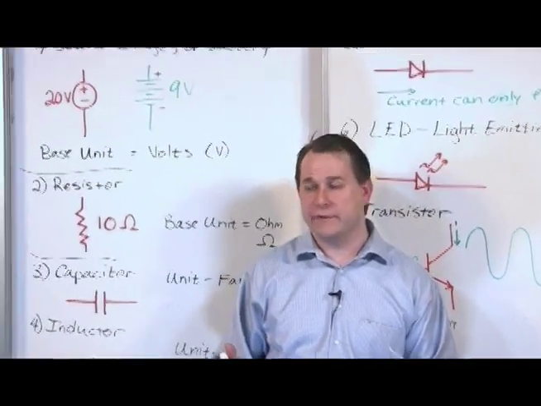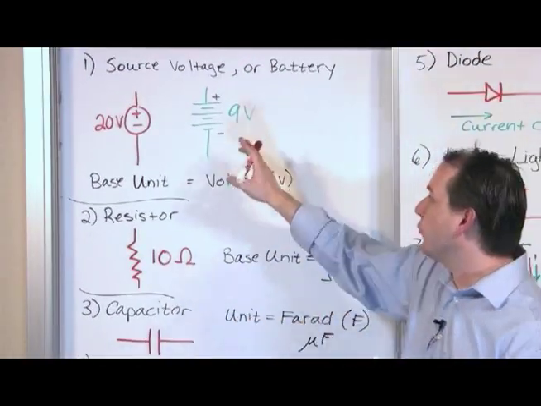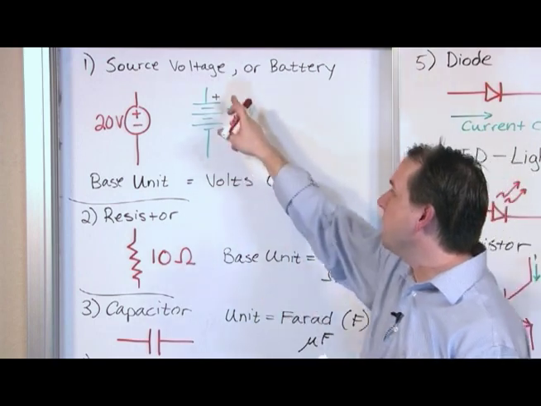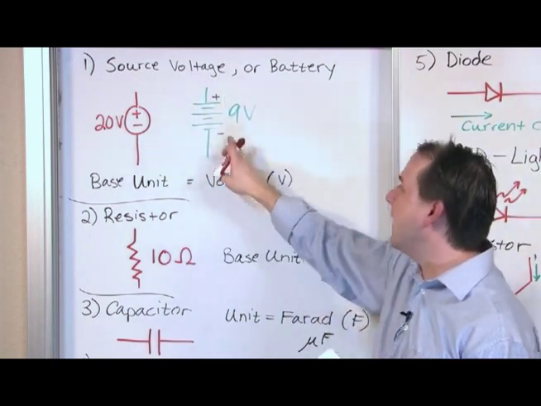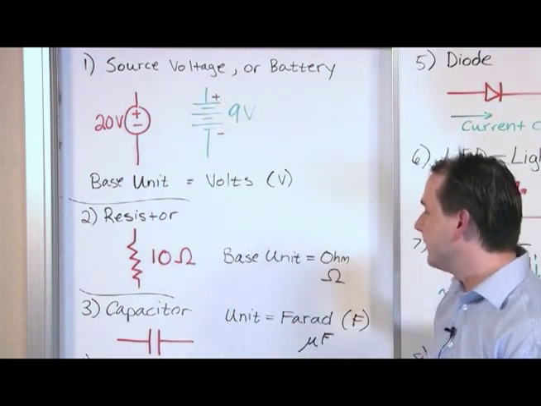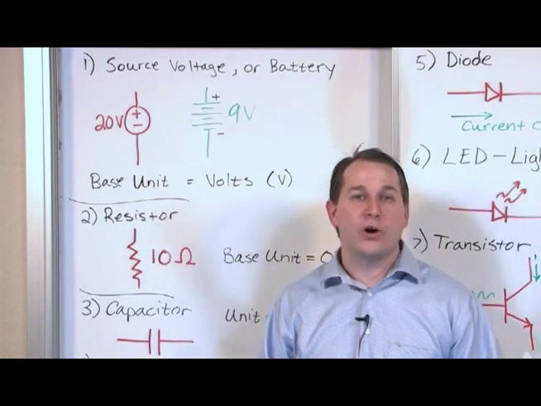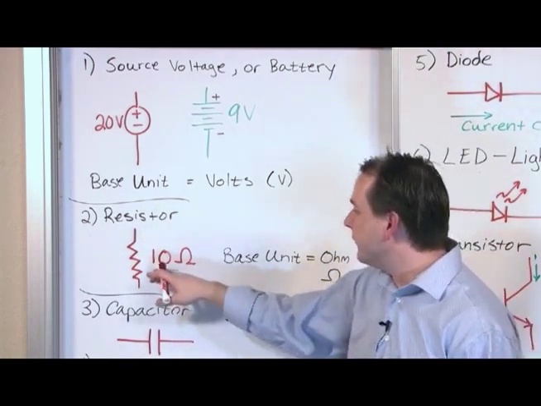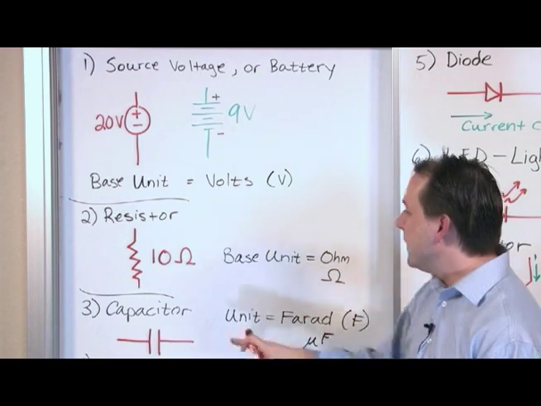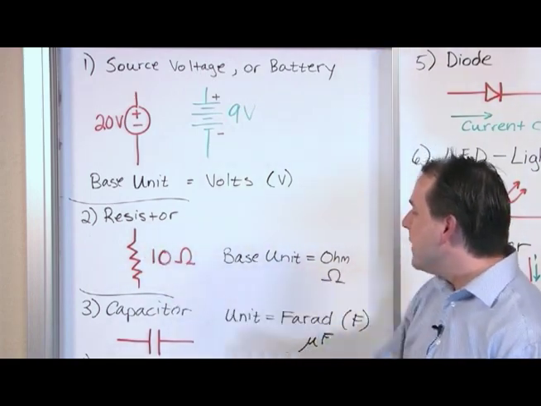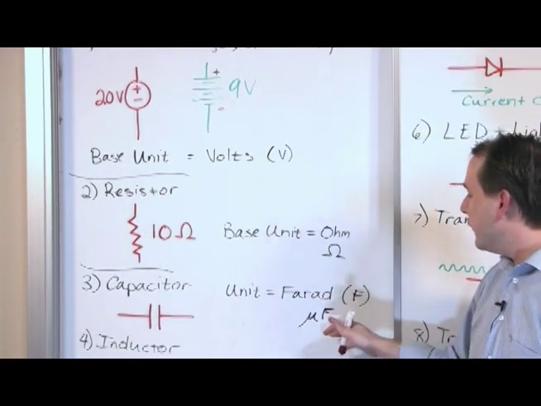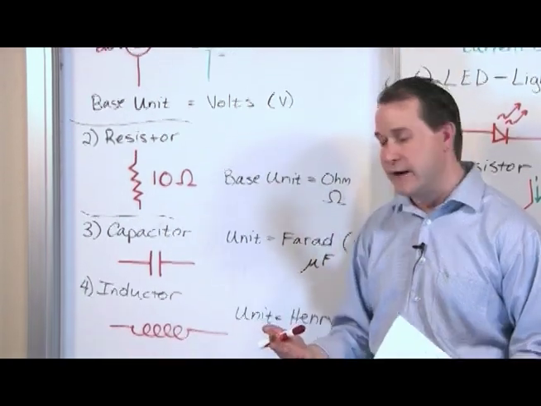So basically you have the sources, which are the voltages. You always have a plus and minus either printed on there or implied in the diagram. You have a unit of volts. You have resistors, which resist current flow to various levels depending on the value in ohms, and it has a jagged line like this. Capacitor is the unit of the farad. You commonly see microfarads or even nanofarads.